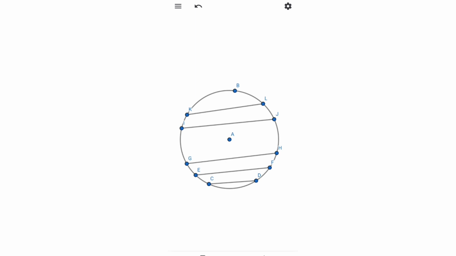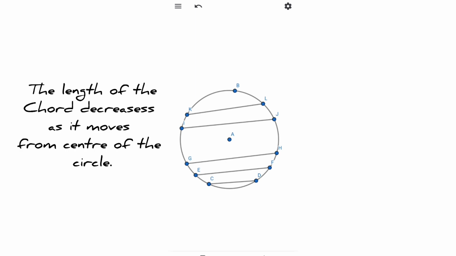From this, what can we conclude? We can conclude the length of the chord decreases as it moves away from the center of the circle. This is our property.